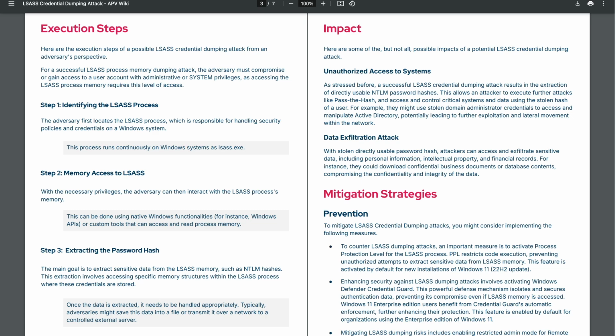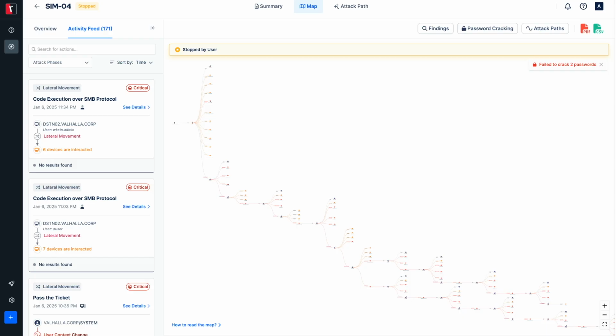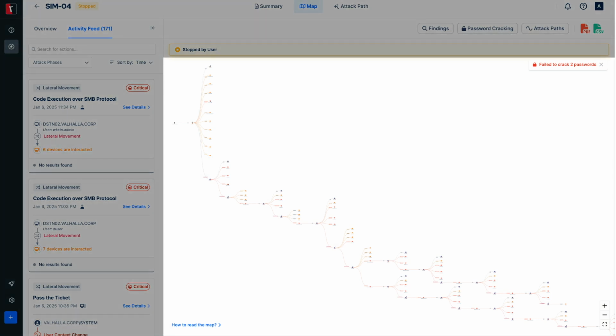Let's move to the Map tab of our assessment. Although this example assessment was stopped by the user before it could reach its objective, Picus APV was able to execute successful lateral movement attacks on many systems and create a detailed map of the assessment. Using its findings, Picus APV can provide valuable insights on improving Active Directory and endpoint security.